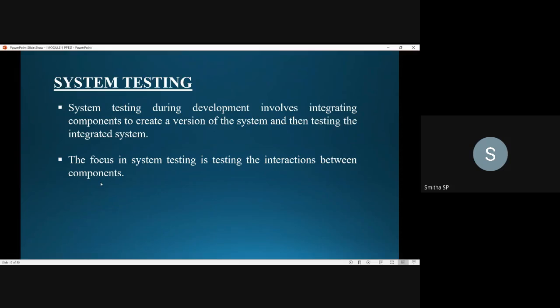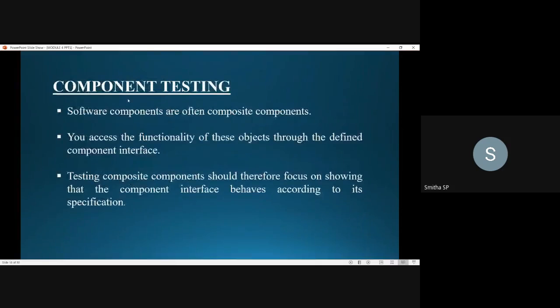System testing tests the behavior of the system. So this is why system testing needs to be done. So far we discussed what component testing is. Component testing is a testing technique where we test the individual components. Here you access the functionality of the objects through the component interface. So we need to check the interface between the components.